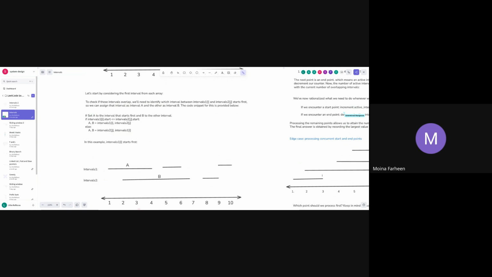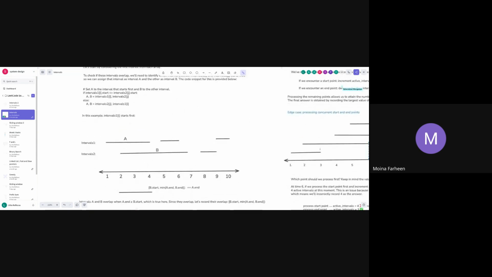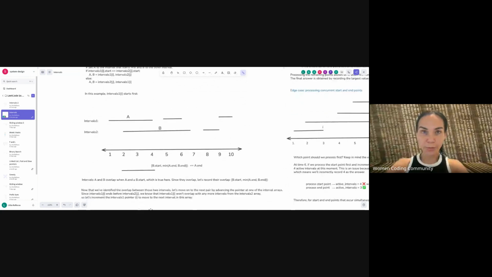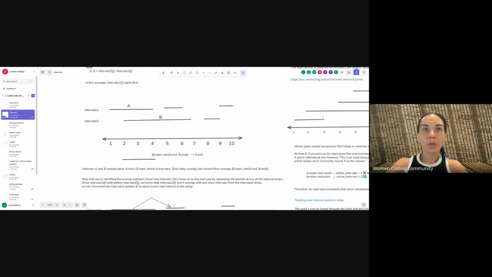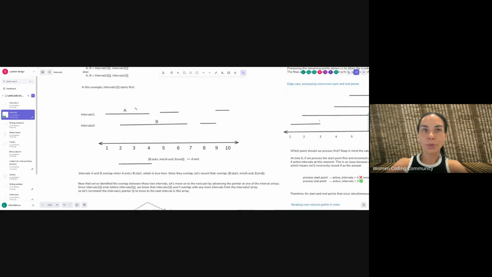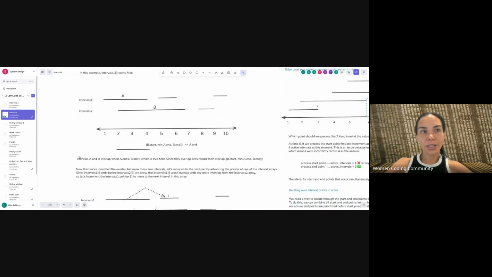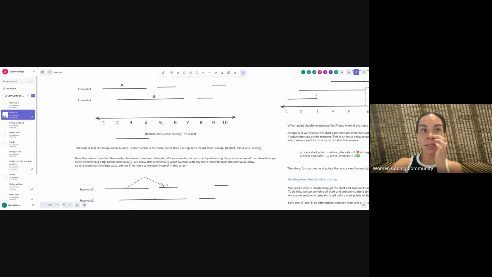Okay, cool. So this is a part of our code. First, we need to find who is A, who is B. Then we are checking whether intervals A and B are actually overlapping or not. In this case, they are overlapping. We found our first intersection interval.